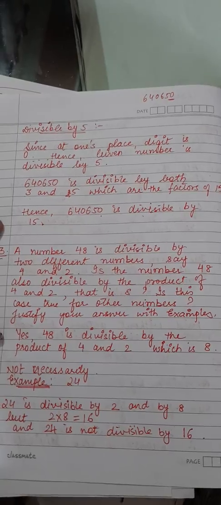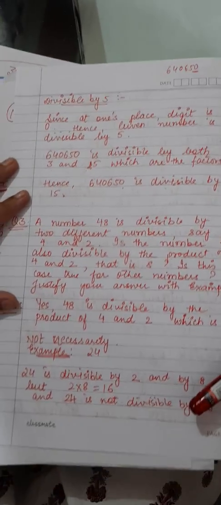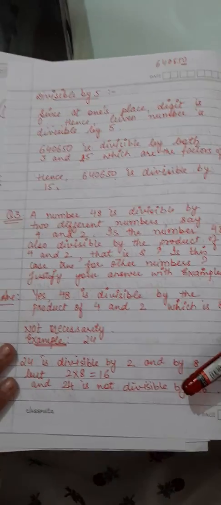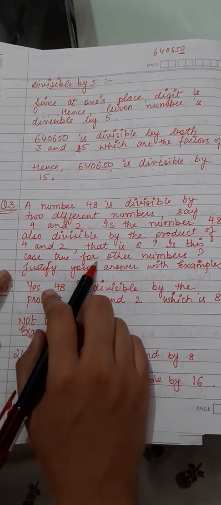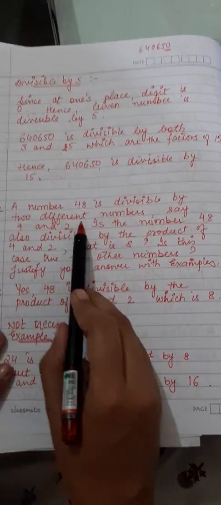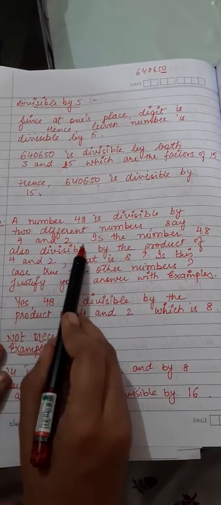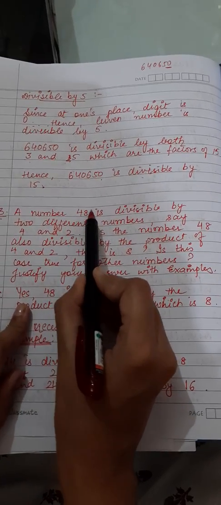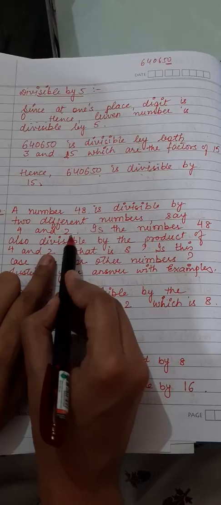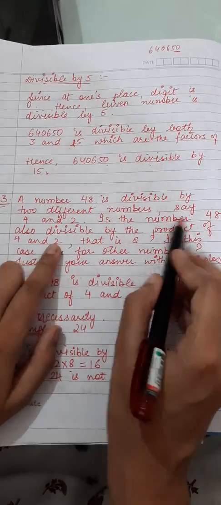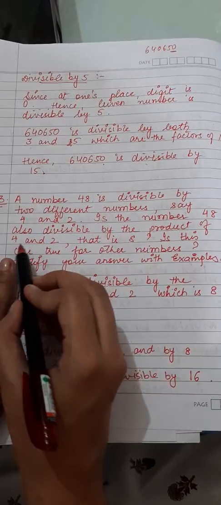Easy, I guess. Now let's move to question number 3. Question 3 is also easy. It's just testing your knowledge regarding the factors and the divisibility rules. A number 48 is divisible by two different numbers, say 4 and 2. They are saying that 48 is divisible by 4 and it is also divisible by 2. Is the number 48 also divisible by the product of 4 and 2?